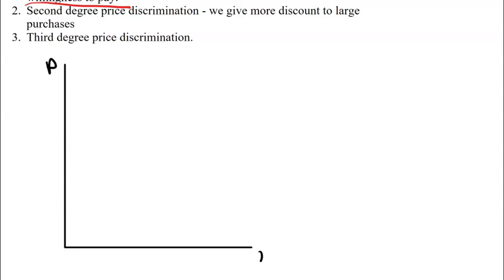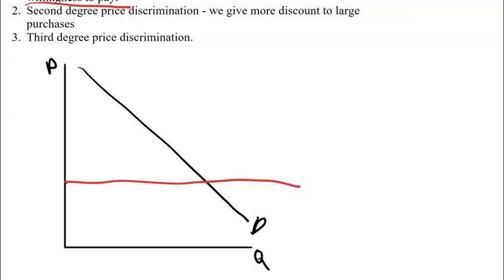So this is my price, this is my quantity. My demand curve is down here, and my marginal cost curve, just to make it easier, I'm considering it to be a straight line. So if someone buys 5 units, then I sell each of them at, let's say, $50, and my marginal cost is 10.